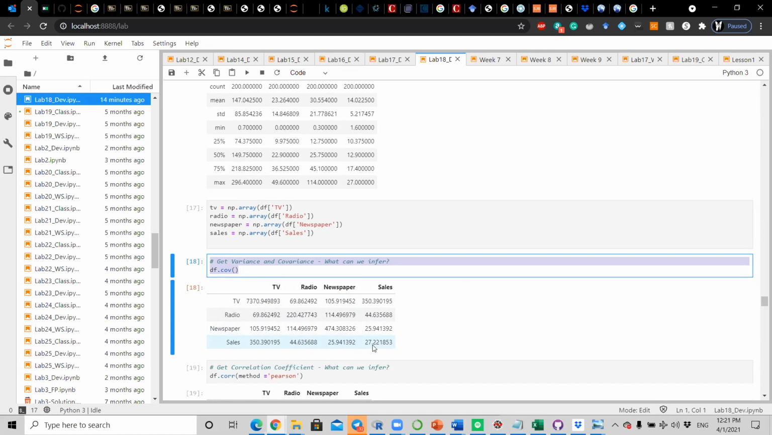Well, it looks like it's saying that the TV sales were 350, radio 44, newspaper 25, but I'm a little confused on what sales for sales means or TV for TV, because these numbers don't make any sense. So the covariance of TV and TV is equal to the variance of TV. The covariance of sales and sales is equal to the variance of sales. But let me ask you this. TV and radio have a covariance of 69.8. What does that mean to you?